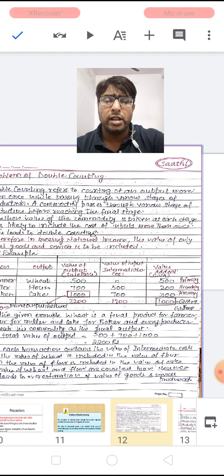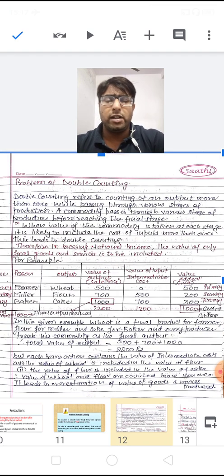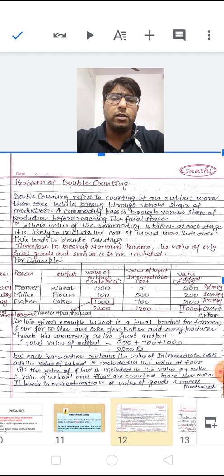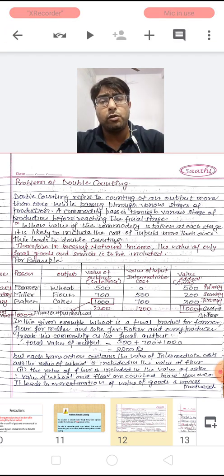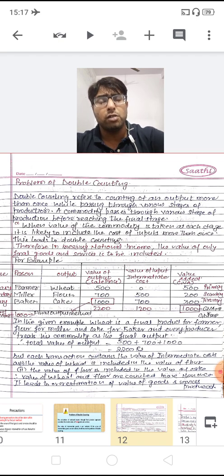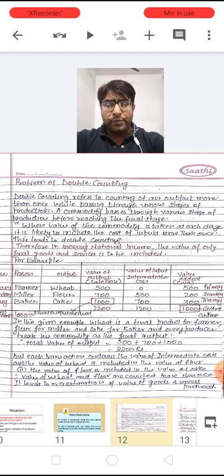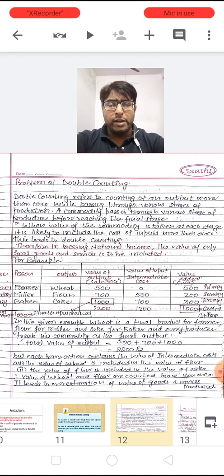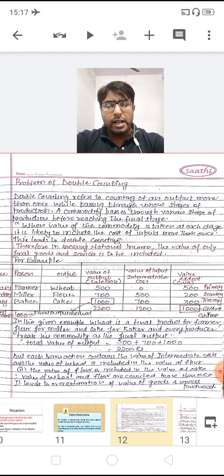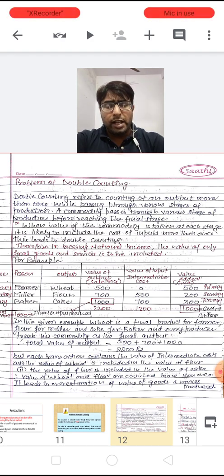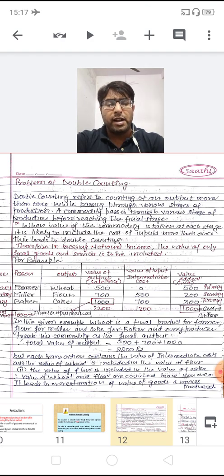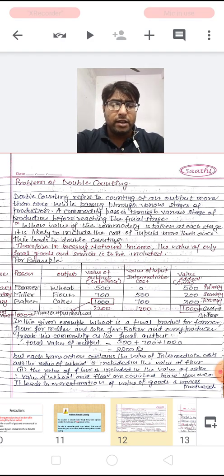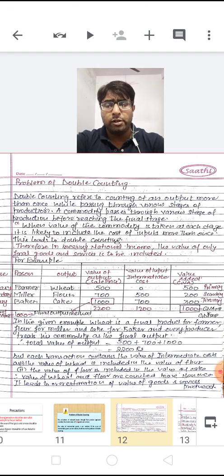We are not going to take the value of 2200 here, because in the value of 2200, the value of intermediate cost is already included. Now in this given example, wheat is the final product for the farmer, flour is for the miller, and a cake is for the baker, and every producer treats his commodity as a final output. So if we take the total value of output, that is 500 plus 700 plus 1000, it becomes 2200.